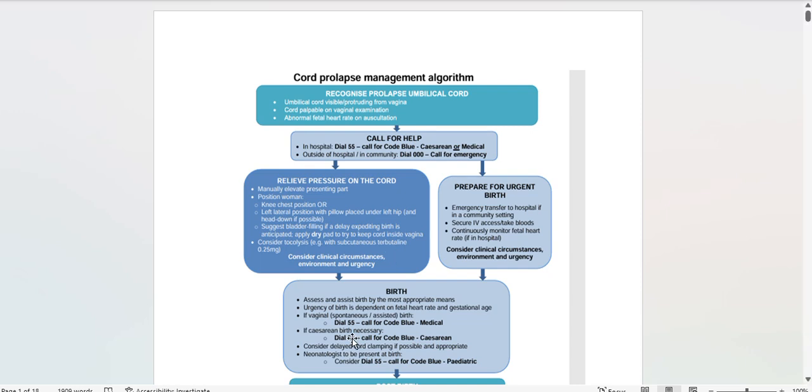Okay, birth. Assess and assist birth by most appropriate means. Urgency of birth is dependent on fetal heart rate and gestational age. If vaginal spontaneous assisted birth, we have to call for help. Then we can also do the cesarean section, depending upon the presentation, the heart rate, the cervical dilatation, the stage of labor basically.